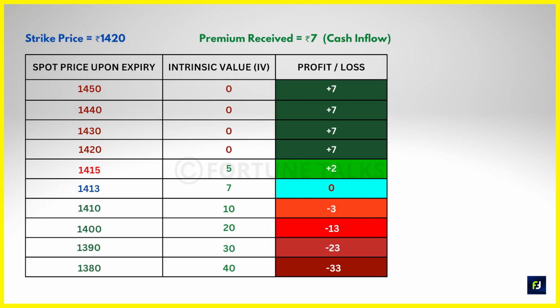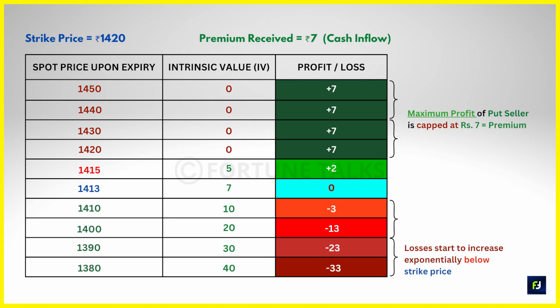From the table, it is evident that as long as the spot price stays at or above the strike price of 1420, the put option writer gets to pocket the entire premium value of 7 rupees. So the profit remains constant and it is equal to the premium value. However, the seller starts to experience losses as and when the spot price begins to move below the strike price of 1420. But as you can notice, the losses don't start to show up right after the 1420 level is breached. At first, it eats into the premium received and only then the losses become evident. This is where the concept of break-even point becomes significant.